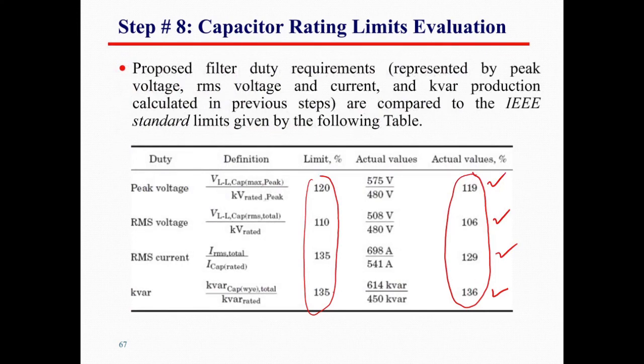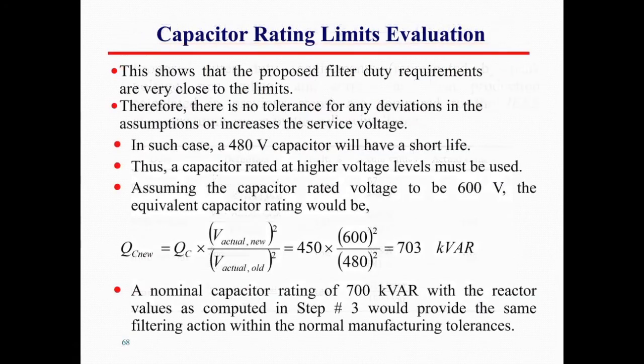Even if this value exceeds the standard by only 1%, they are very close. So any tolerance in the capacitor bank that will exceed the standard, right? Any deviation in the value of XL, XC that may increase this value, then it will be beyond the standard. So that's why we said that there is no tolerance for any deviation in the assumption or increase in the source voltage. As a result, the capacitor bank will have a short life.